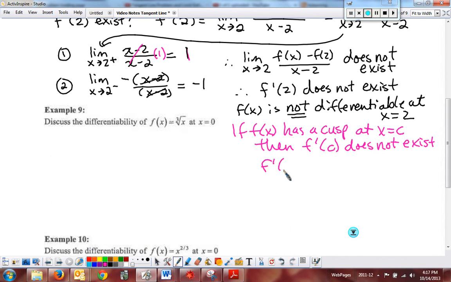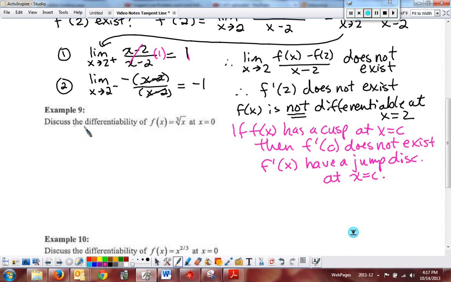So f prime of x is going to have a jump discontinuity at x equal to c. This is going to come into play when we start sketching our derivative. So right now, we basically have this idea of cusps as the first kind of problem.